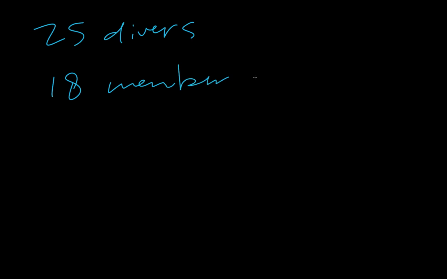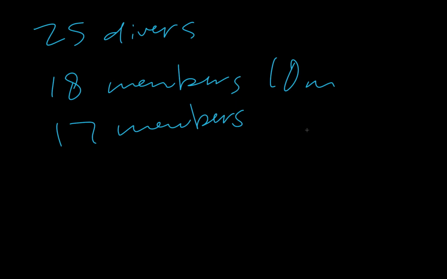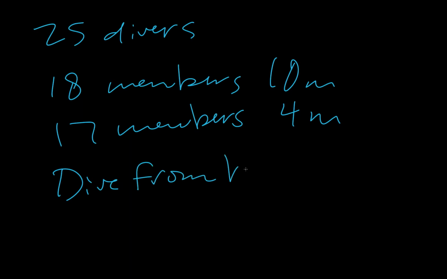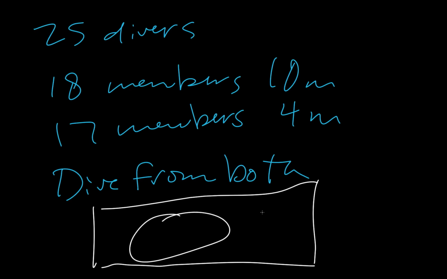It says a platform diving squad of 25. So there's 25 divers, has 18 members who dive from 10 meters. It has 17 members who dive from 4 meters. How many dive from both? Okay, so to do this, we're going to set up a Venn diagram. And I'm making it longer. You'll see why.